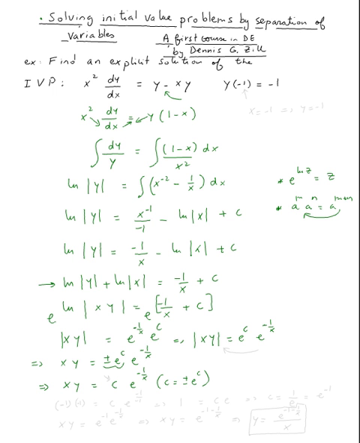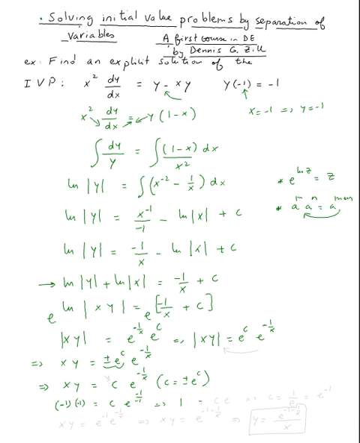And I'll try to find the c. How do I try to find the c? Just use the initial condition. The initial condition says when x is equal to -1, y is also equal to -1. So let's plug that in. -1 times -1 is equal to c e to the -1 over -1.